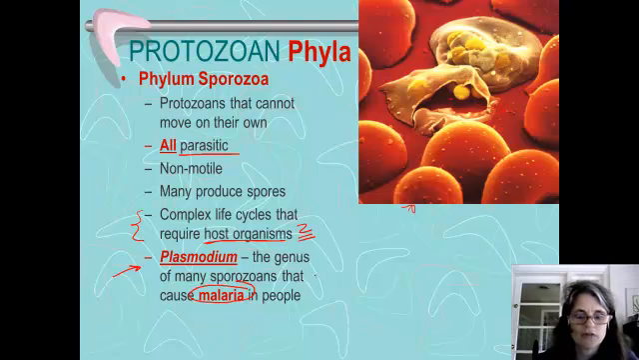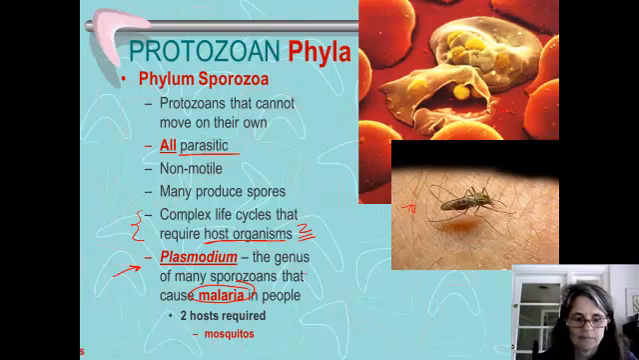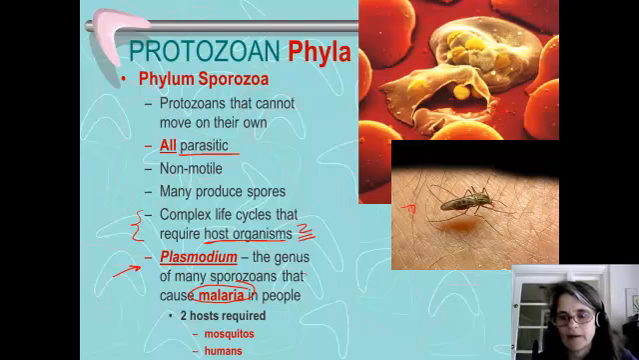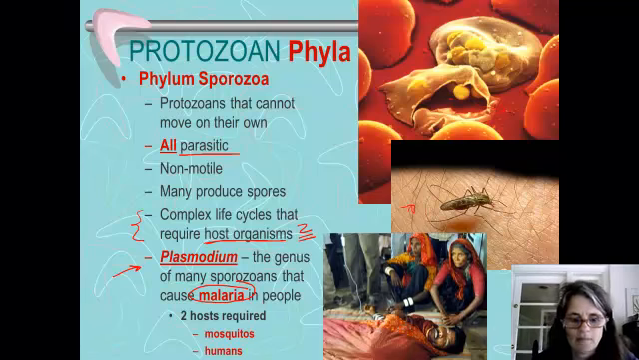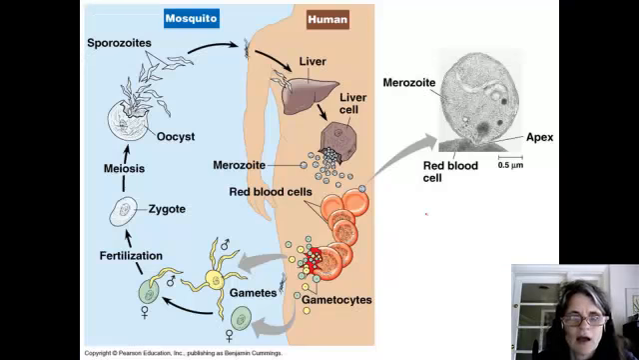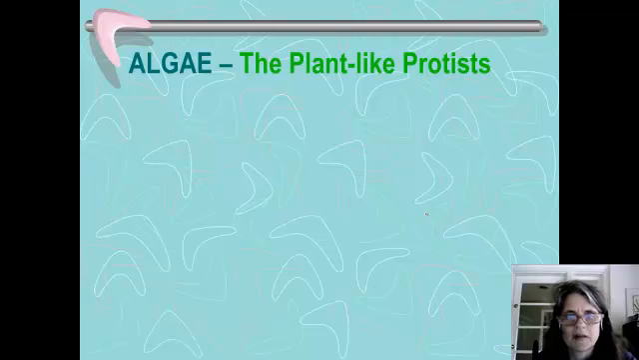So the two hosts are a human and a mosquito. Okay, so the mosquito would bite an infected human, get the parasite in its body, and then when it bit another human, it could pass the parasite to them. So mosquitoes are the vectors for this. Okay, and malaria is a very, very serious illness. We don't need to go into detail on that.